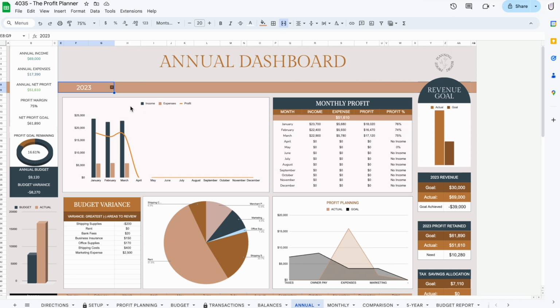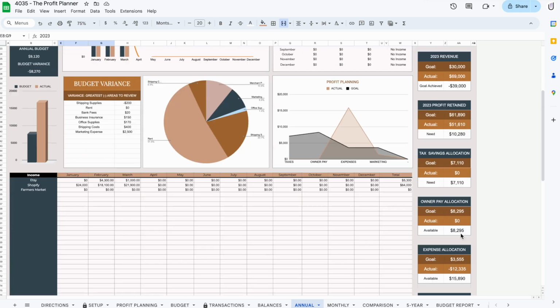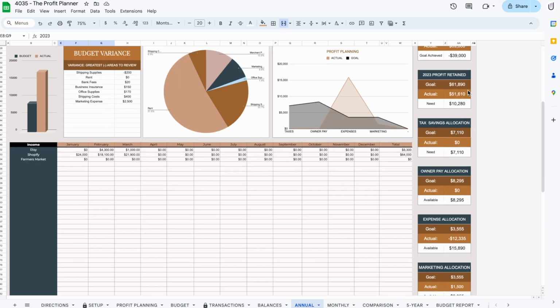So what the spreadsheet tells you, firstly, it gives you an overall of your profit planning. Now, your profit planning overview is going to be available on the right-hand side here. So you'll see what your goal revenue was versus your actual revenue. If you see a negative here, that means that you have earned more than your goal. So that's fantastic. It's going to show you what your yearly profit retention goal is.